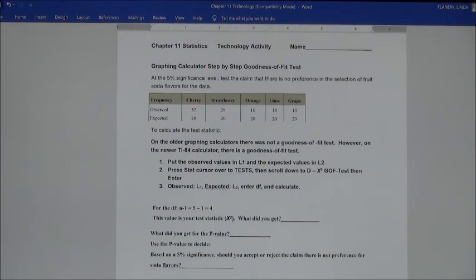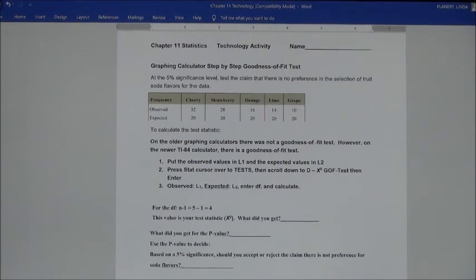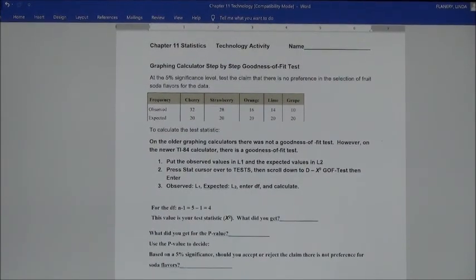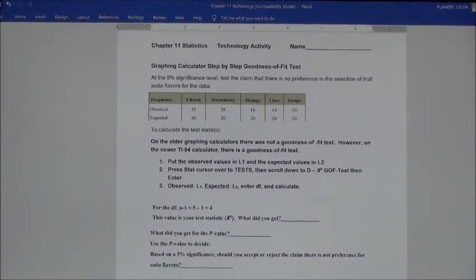and so it makes it a little easier to do the problem. It says at a 5% significance level, test the claim that there is no preference in the selection of fruit soda flavors for the data. If they're claiming there's no difference, that means your null hypothesis would be equal, and your alternative hypothesis is that they are not equal. You'll want to mark down your hypotheses, because at the end we want to know should we reject the claim or not.